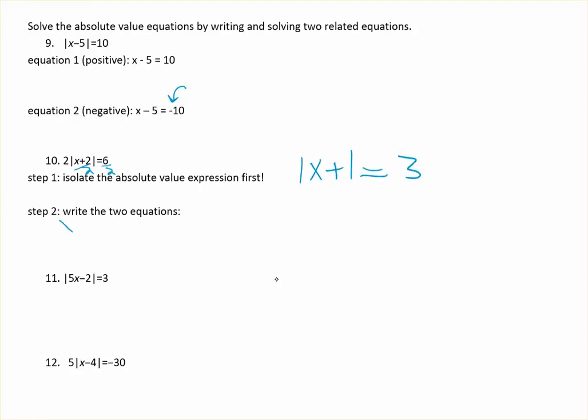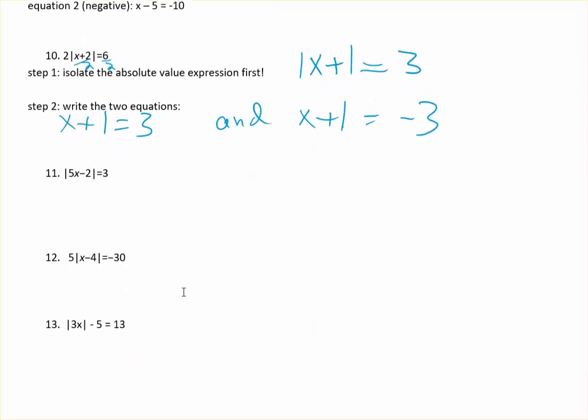So one of your equations is exactly what it says except you drop the absolute value. And the other equation is you put it equal to a negative 3. And then you solve both of them and you get your 2 answers. So every one of these you're going to have 2 equations to solve.